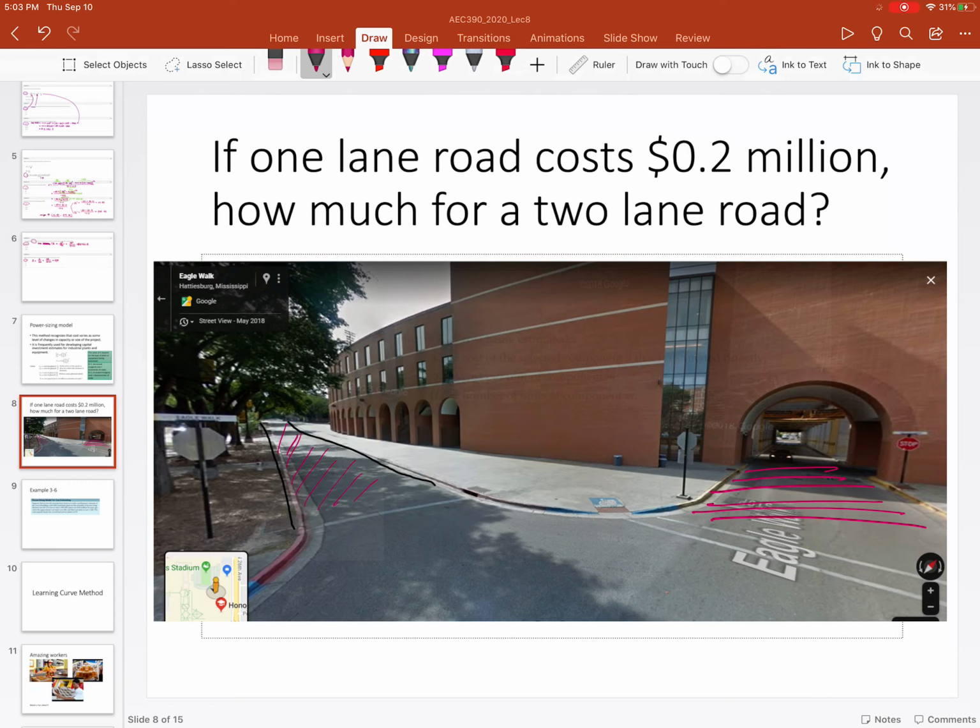Which will keep the cost for 2 lane pavement maybe much lower than double the 1 lane pavement. You know what I mean? Because some part of the 2 lane pavement stays the same as the 1 lane pavement. That's why you have the economy of scale. So sometimes the more you construct, the total cost or average cost will go down. And that's a phenomenon involved in this power sizing model.